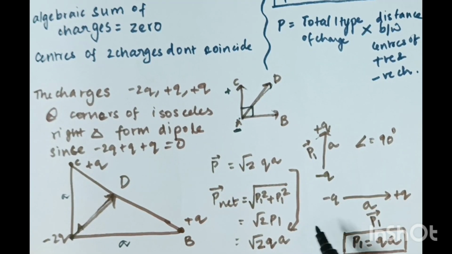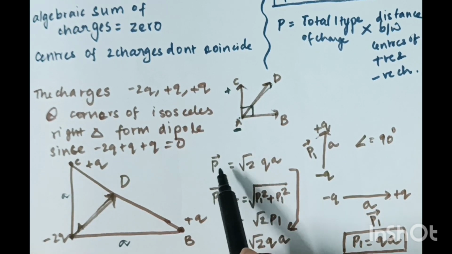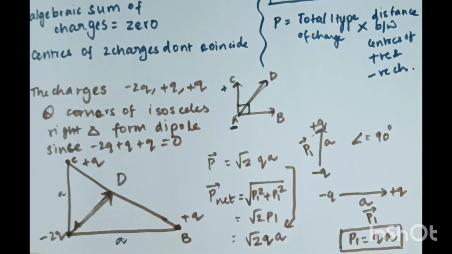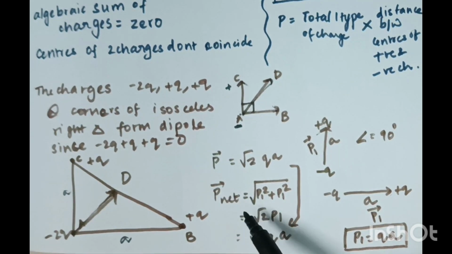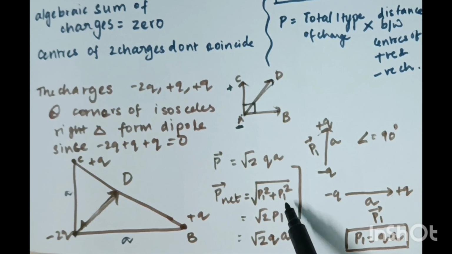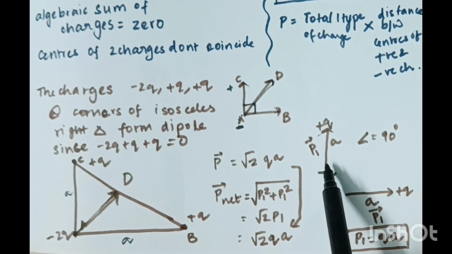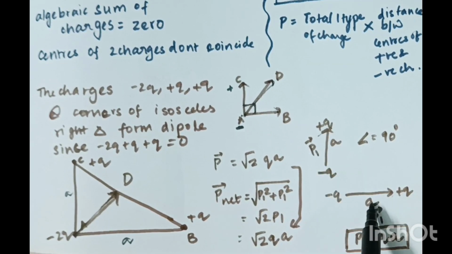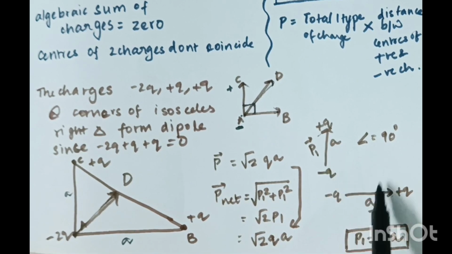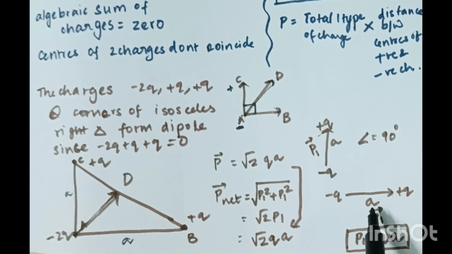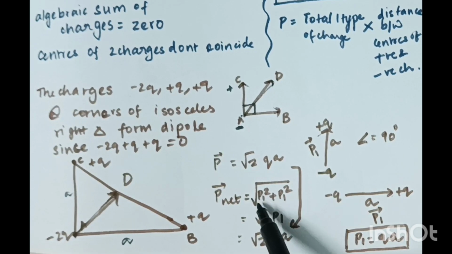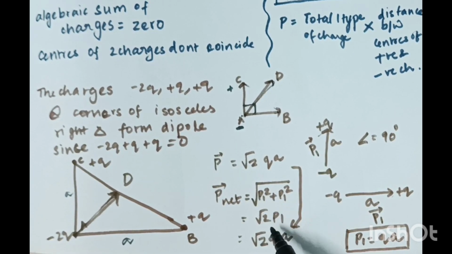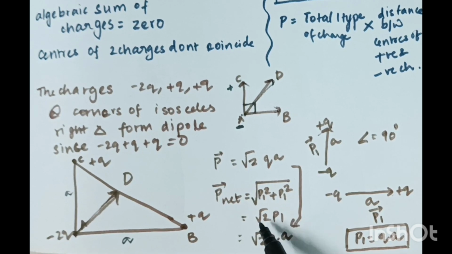Now let us see how we are calculating the net dipole moment. It is root 2 into qa, as already shown. Let us see how. We know net dipole moment equals under root p1 square plus p2 square. Here it is p1 and here also it is p1 only, because the distance is the same in both cases and the charge is also the same. So the dipole moments in these two cases are the same. So under root p1 square plus p1 square equals under root 2 p1 square, so it is root 2 p1.